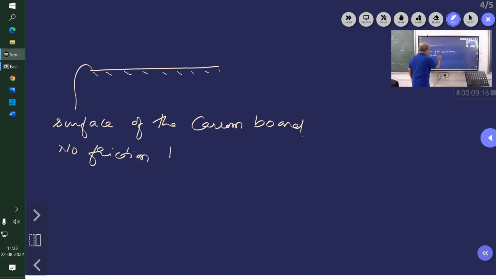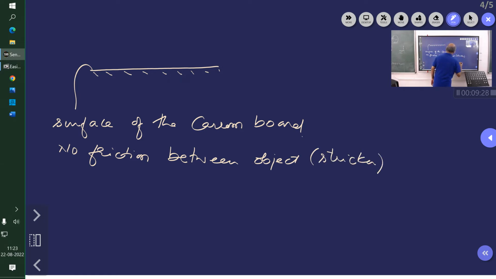There is no friction between the object, here the striker, and the carom board. So there is no friction. That is the carom board that we have taken.